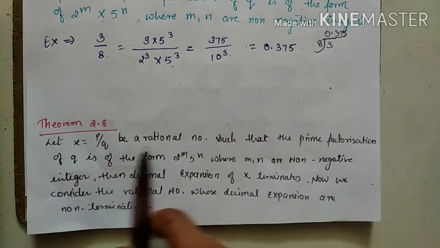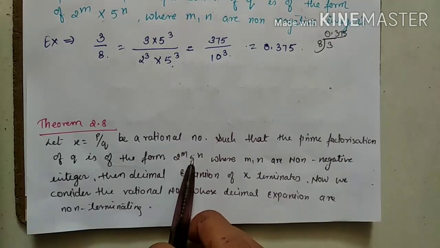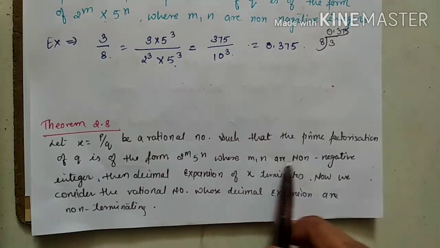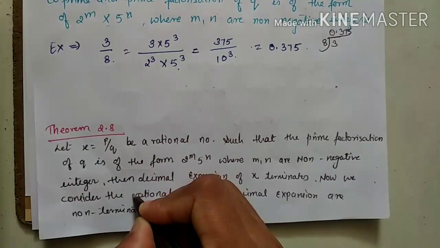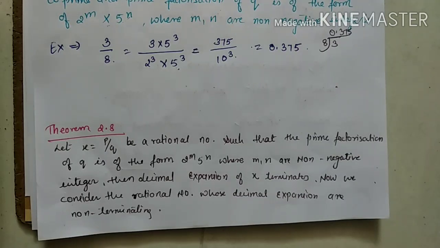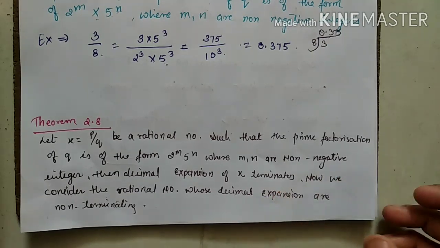Let x equal p by q be a rational number such that the prime factorization of q is in the form of 2 power m into 5 power n, where m and n are non-negative integers, then the decimal expansion of x terminates. Now we consider the rational number whose decimal expansion is non-terminating. So it is the opposite of it. Already it is in the form of 2 power m into 5 power n, but you have to say whether this is terminating or non-terminating by using the theorem. Is it clear? Now come to the next.